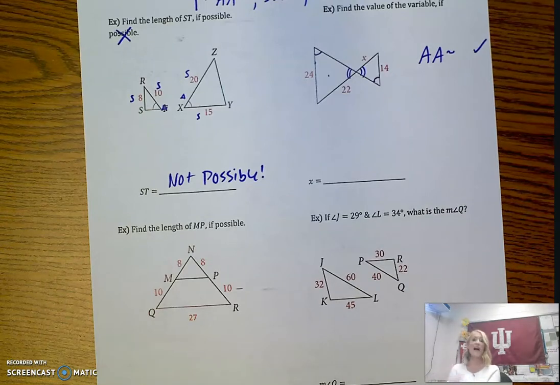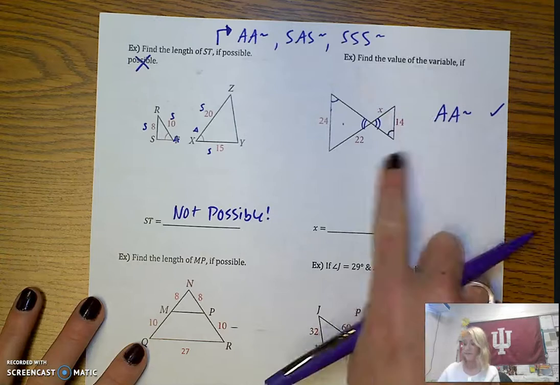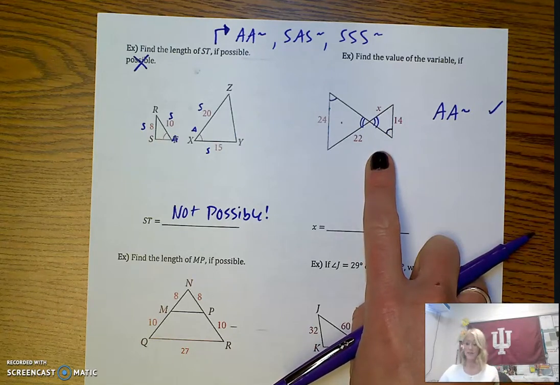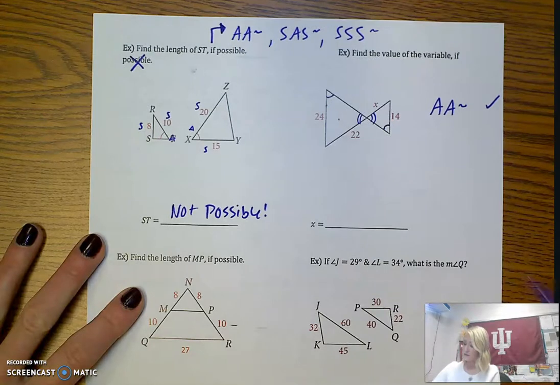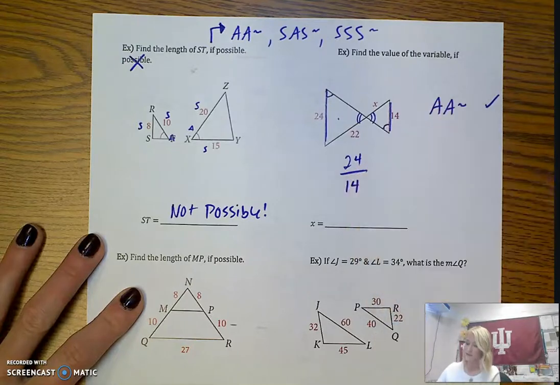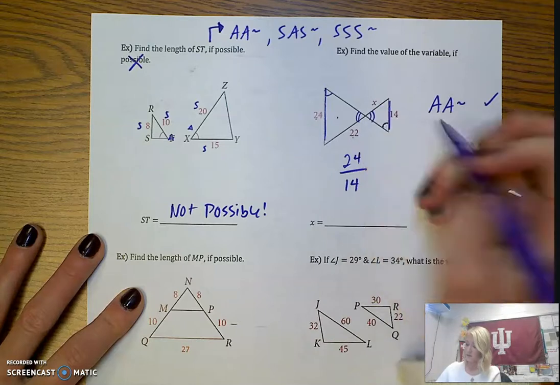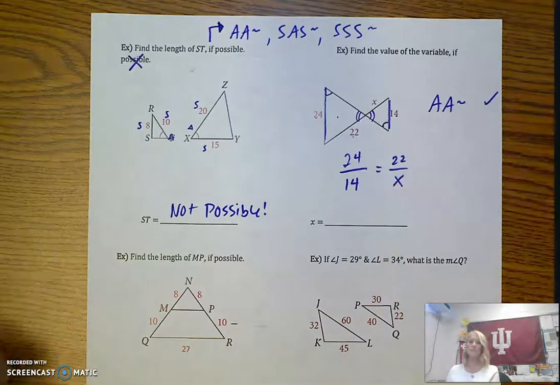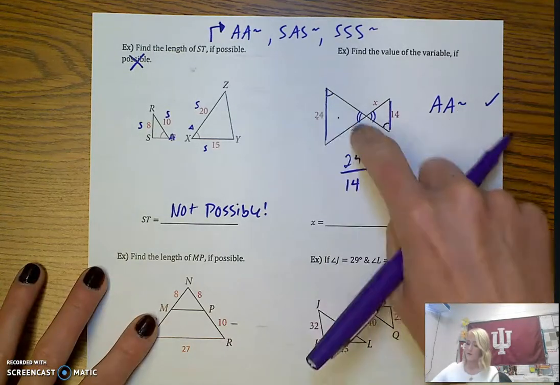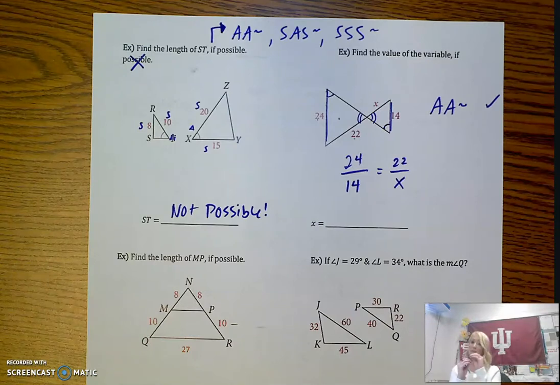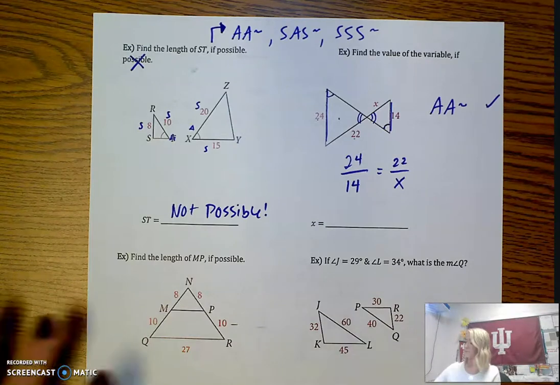Now that I know they're similar, I can find missing pieces. And the missing piece I want to find is X, which is a side. And to find a side, like we did last lesson, you set up a proportion since these sides are proportional. So be careful here. Let's see, 24 and 14 go together. So I'm going to go 24 over 14, big over little, then come back here to the big triangle and go big over little. A lot of ways to set this up. You could do 24 over 22 equals 14 over X. Just be consistent and put pieces that go together in the same slot.